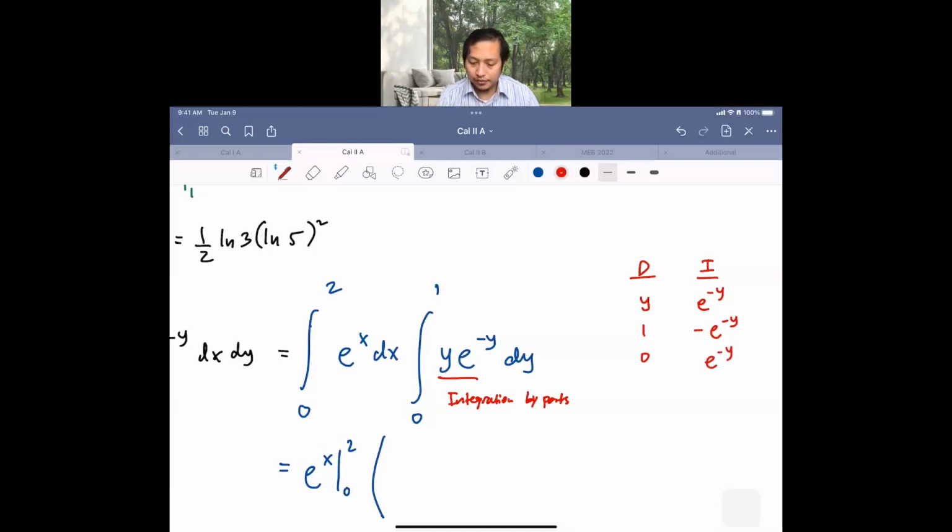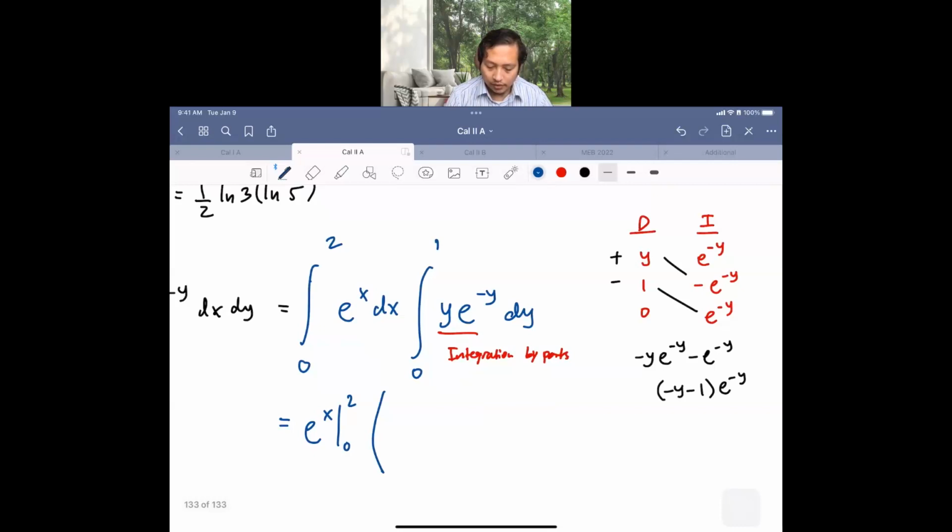So we will have plus, minus, so negative y, negative 1, negative 1, and then multiply with e to the negative y. I think that's our integration. So we can write here negative y minus 1, times e to the negative y, and then we evaluate from 0 to 1.